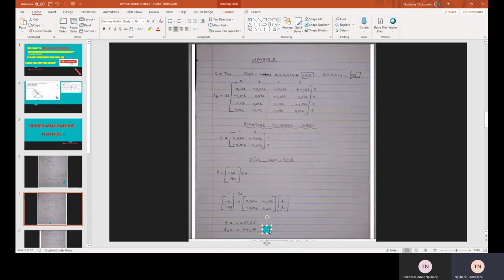You can calculate them using the stiffness method. You can also use simultaneous equations, combining these to find D1 and D2. And you can also use the stiffness method to find the values of D1 and D2.